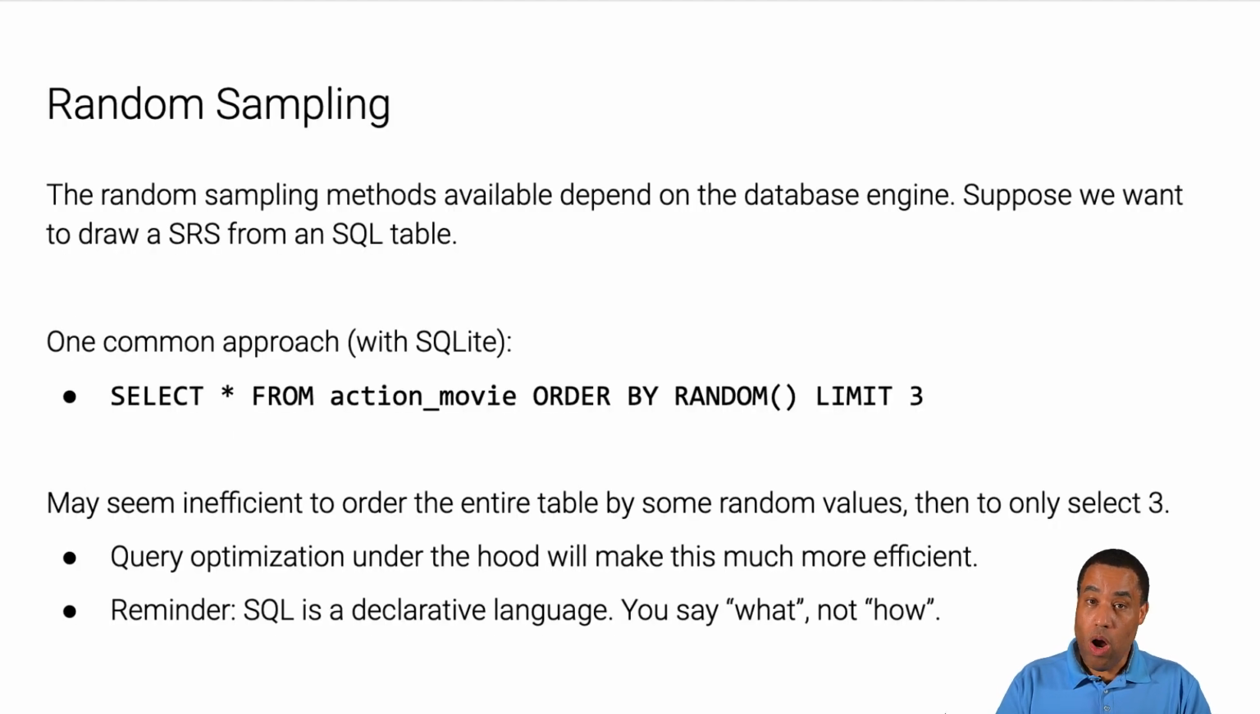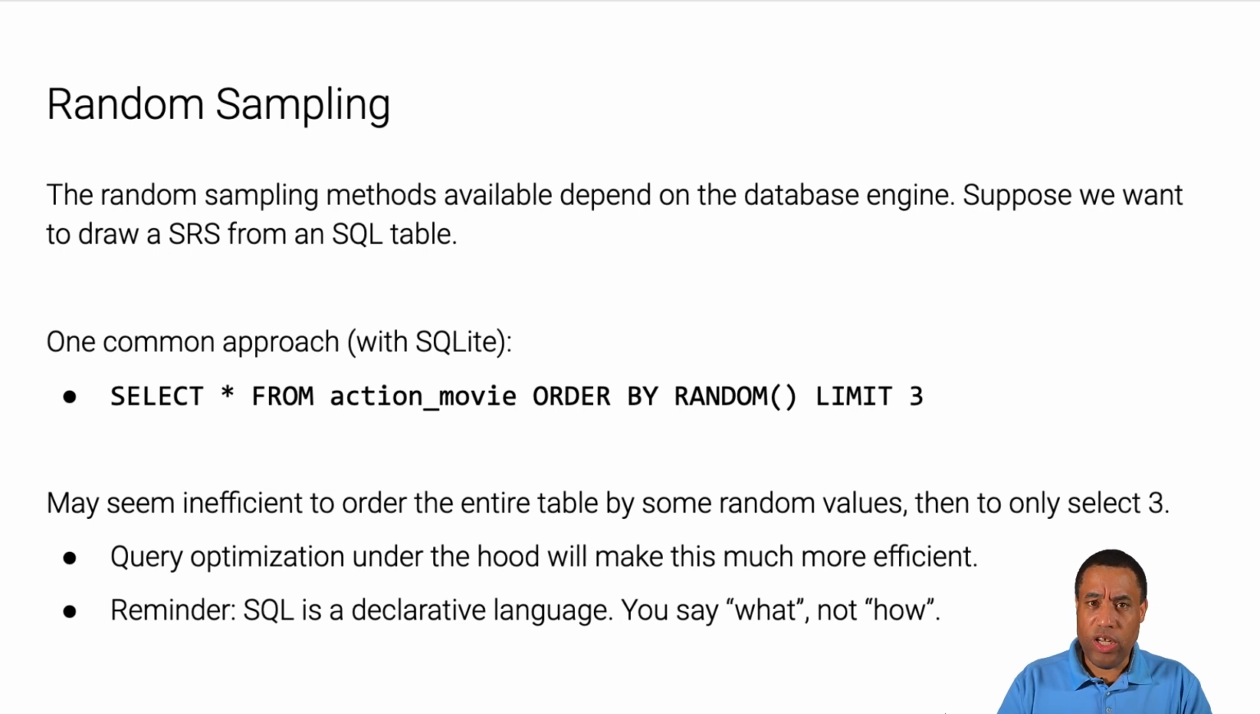Now, what if we wanted to do random sampling? Well, the random sampling methods that are available will depend upon the database engine. So suppose we want to draw a simple random sample from a SQL table. Well, a common approach that's used with SQLite is the following statement. So select star from, let's say it's an action movie table, order by random, limit 3. So that'll return 3 action movies at random.